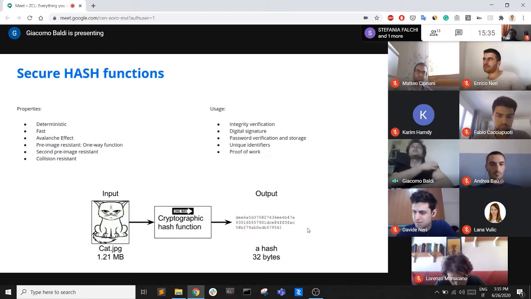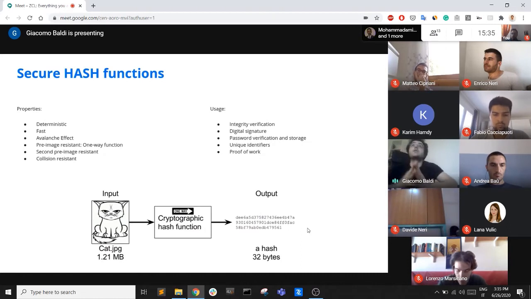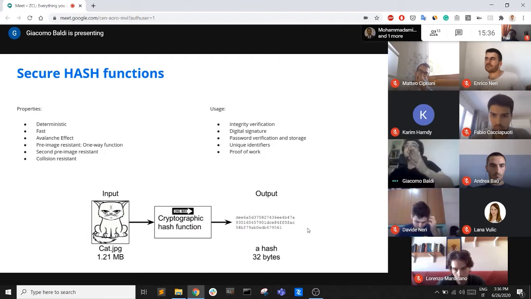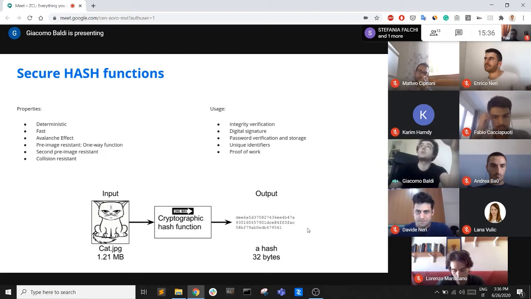Let's start with hash functions, actually secure hash functions or cryptographically secure hash functions, whatever. They have a lot of names. What are hash functions? They are cryptographic primitives that map whatever input, as a sequence of bytes, to a fixed length output. This means that if you take a picture of a cat and you pass it into a cryptographic hash function, you obtain, for example, 32 bytes. So you lose a lot of information.